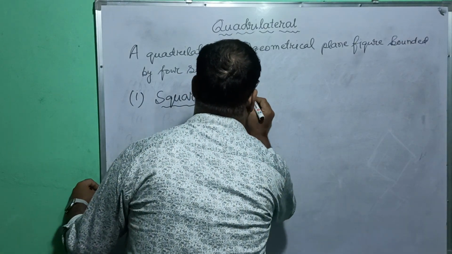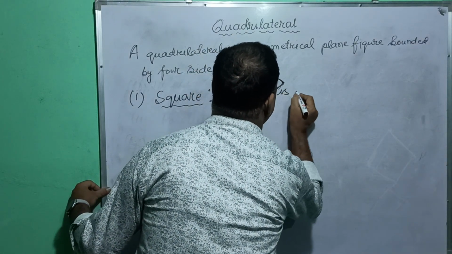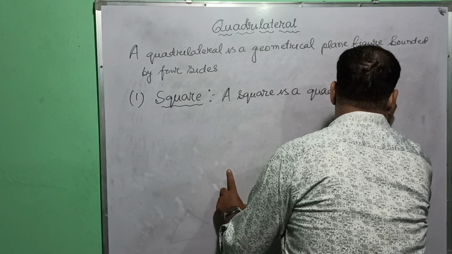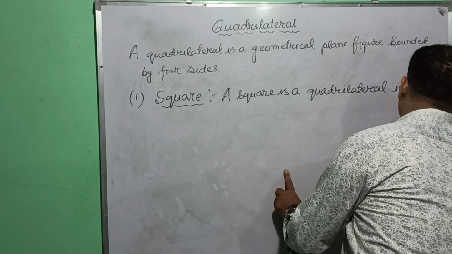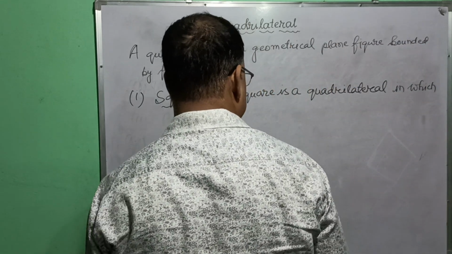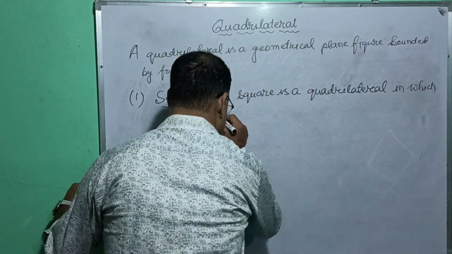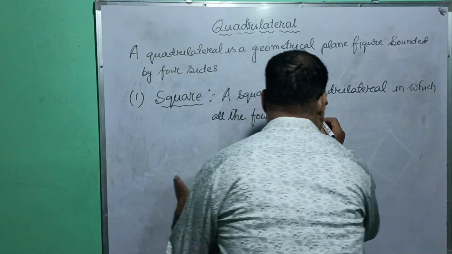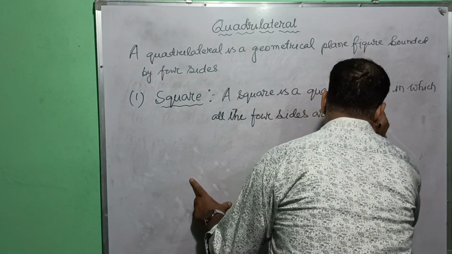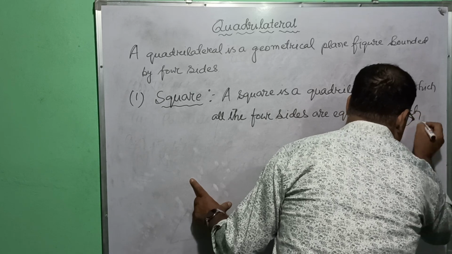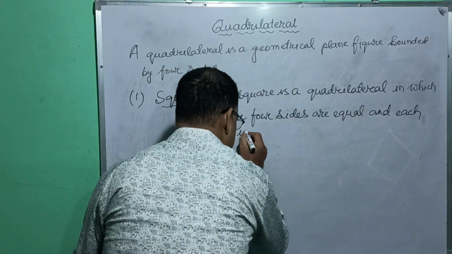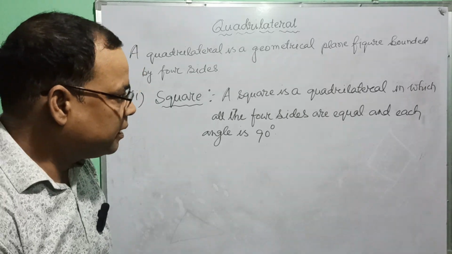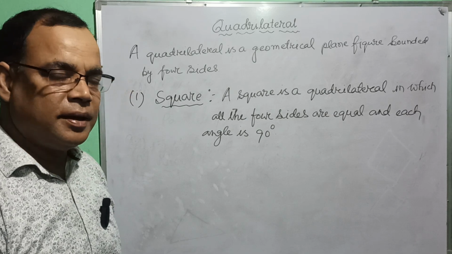A square is a quadrilateral in which all the four sides are equal and each angle is 90 degree. So this is the simple definition of a square. A square is a quadrilateral in which all the four sides are equal and each angle is 90 degree.